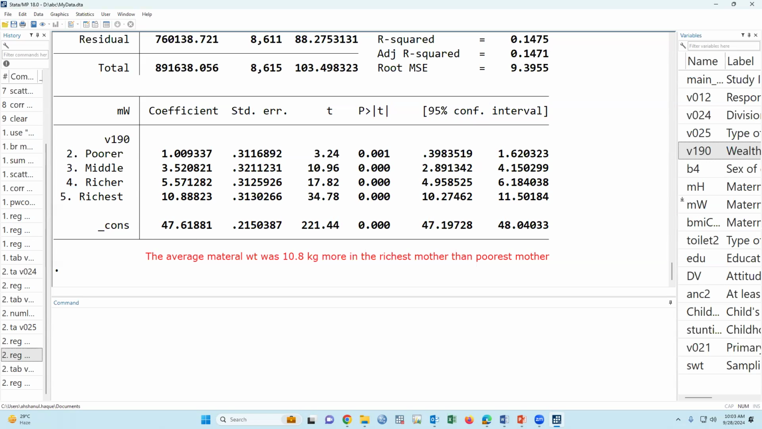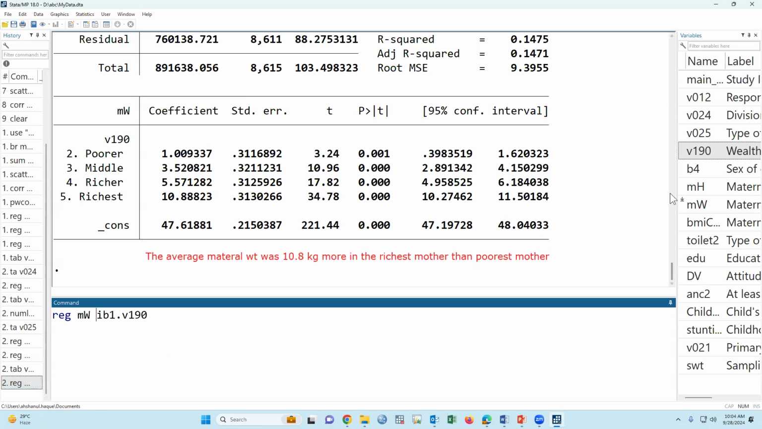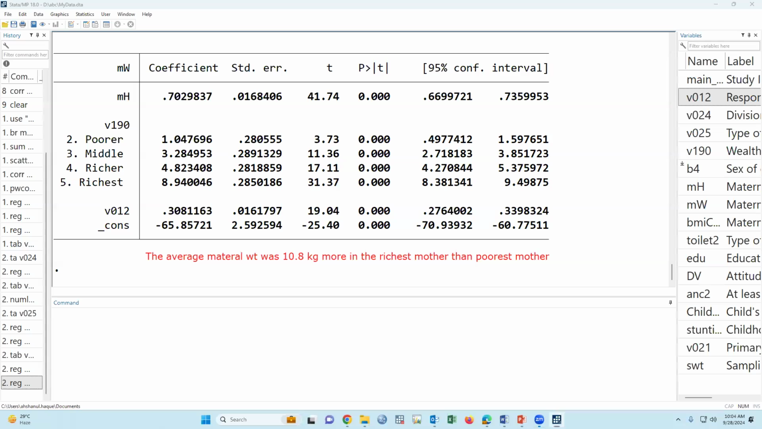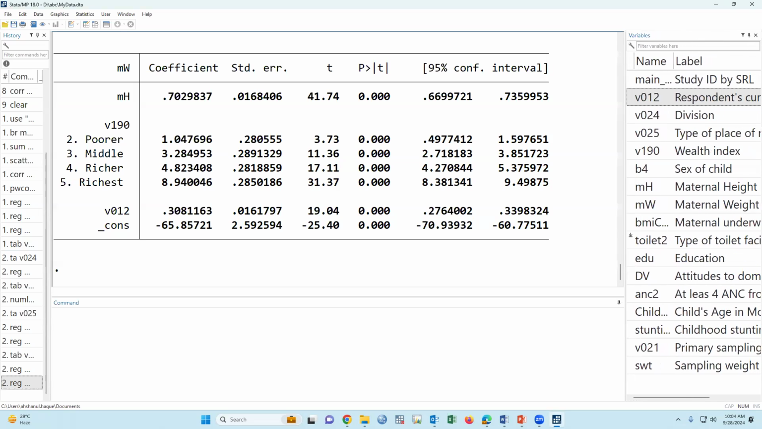So this is called simple linear regression if the independent variable is 1. But if the independent variable is more than one, then it is called multiple linear regression. Why multiple regression? Because the number of independent variables is more than one.